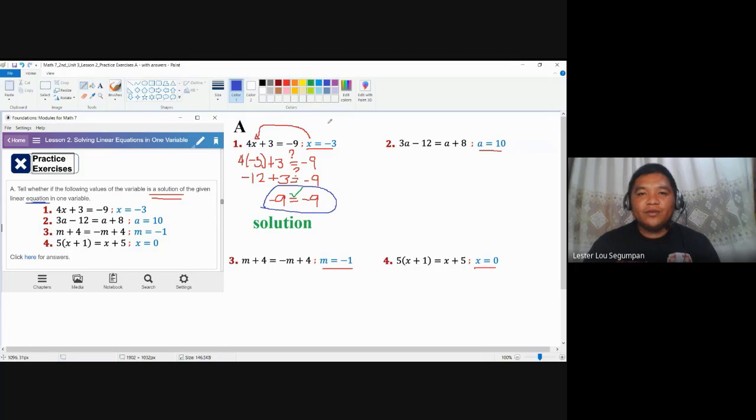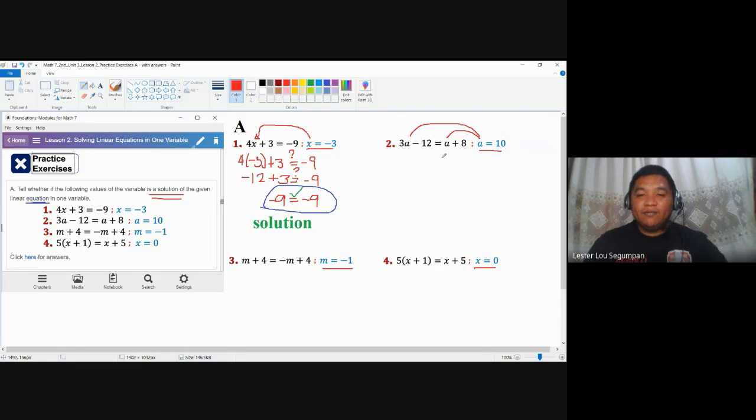Let's apply the same thing for number two. For number two, even if the variable is present on both sides, substitute the same value because they have the same value of variable a. And of course, we are dealing with one variable. By the way, even if there are two variables, they have the same variables.